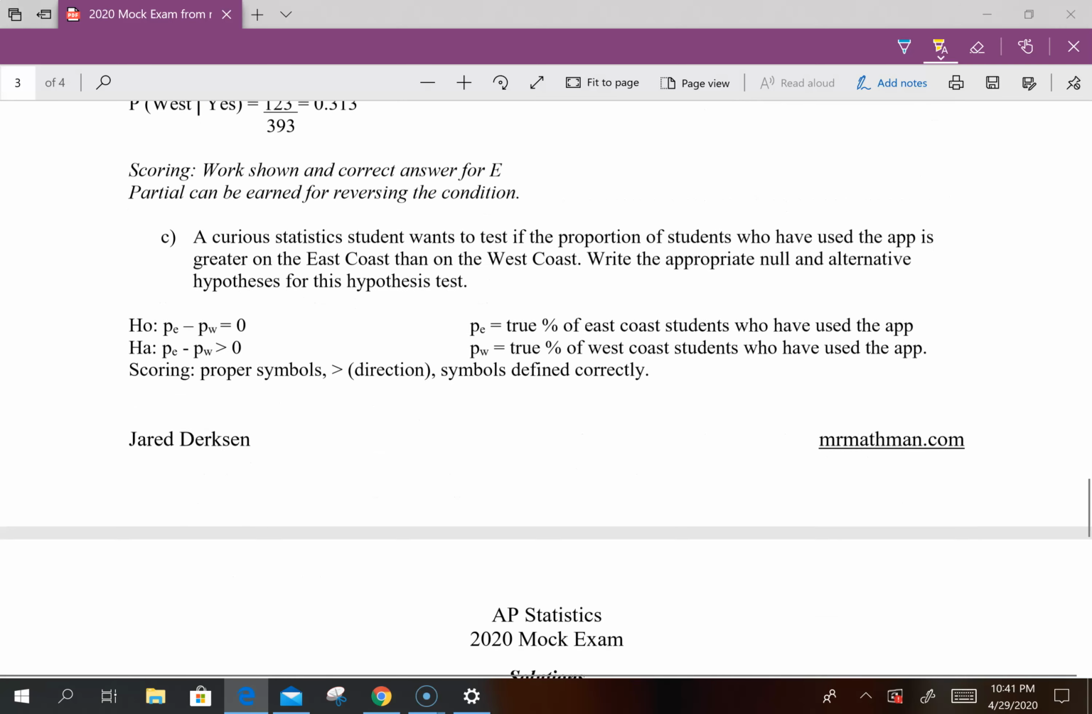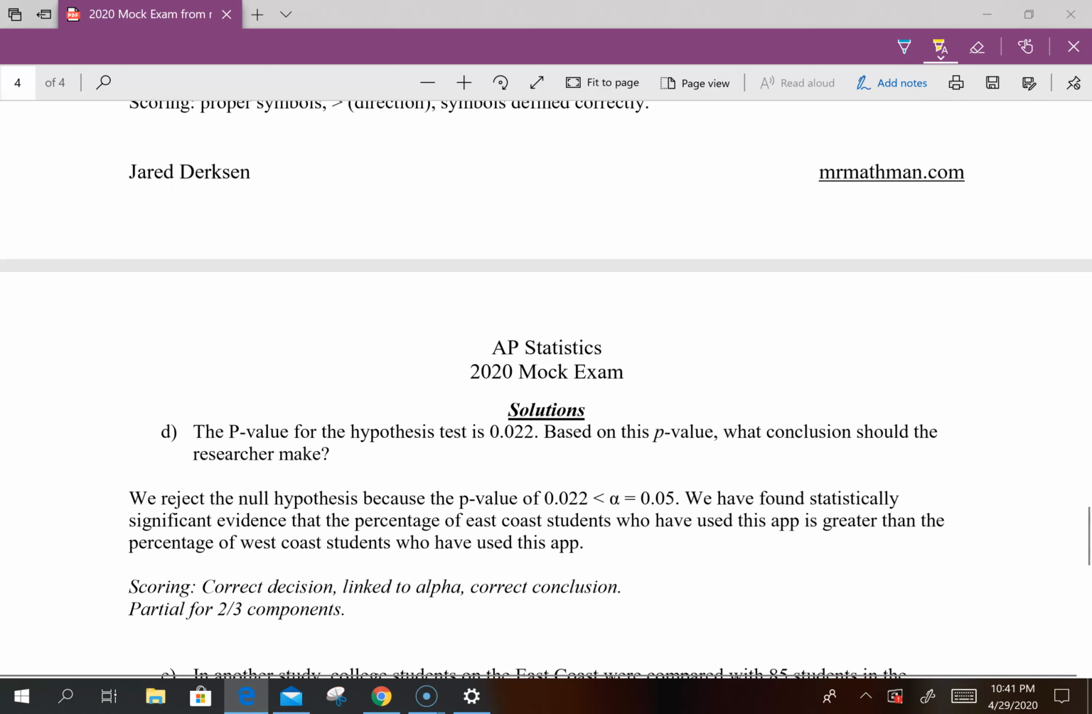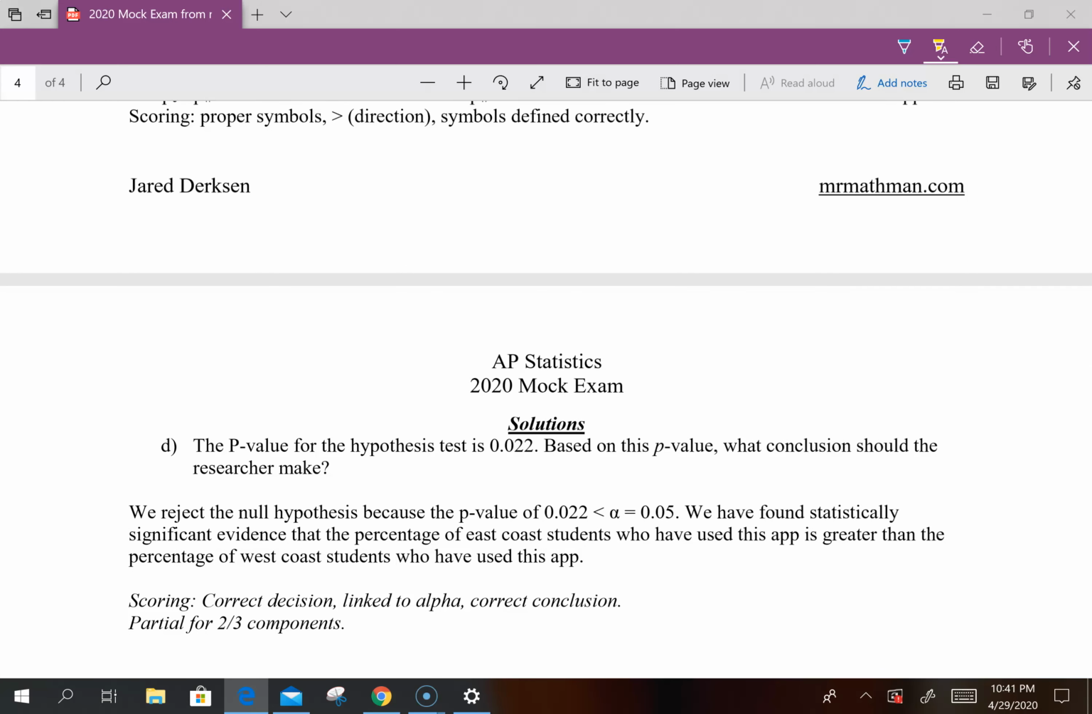All right. Letter D. The p-value for the hypothesis test is 0.022. Based on this p-value, what conclusions should the researcher make? So we're going to assume that we are using an alpha of 0.05 because they didn't tell us any different. If they give us a different alpha, then obviously use that one. But since they didn't say anything, we're going to assume 0.05.